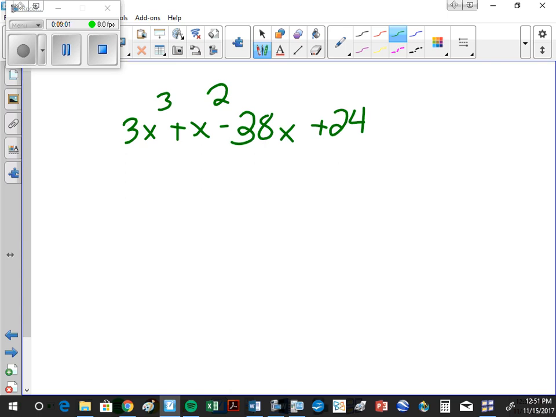What's the easiest one to try? 1. How do we try 1? Add them all together. 3 plus 1 minus 38 plus 24 is not 0. How do we try negative 1? We change the signs on every other term. So it would be negative 3 plus 1 plus 38 plus 24. That didn't work. So 1 and negative 1 didn't work. What's the best way to choose how to guess?